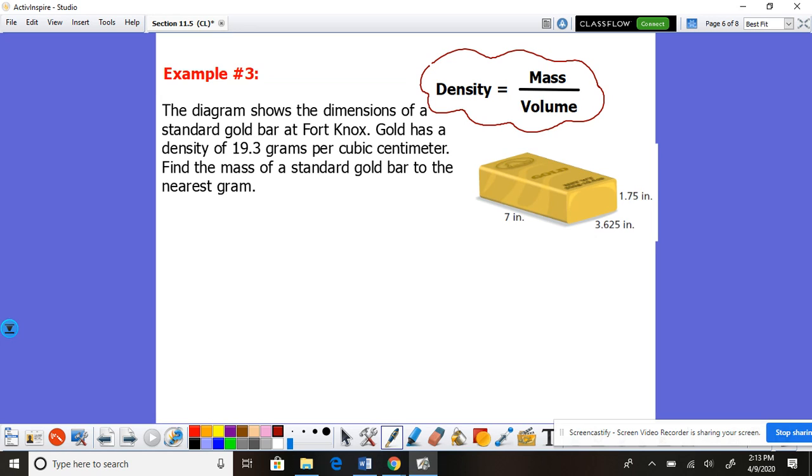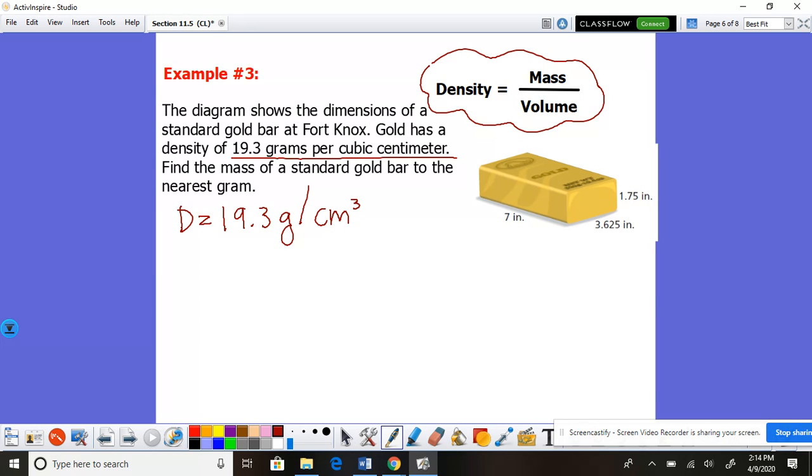Pretty important. All right, so it says the diagram shows the dimensions of a standard gold bar at Fort Knox. Any of you guys don't know what Fort Knox is, you should research it. It's pretty intriguing. Gold has a density of 19.3 grams per cubic centimeters. So the density is 19.3 grams per centimeters cubed. Find the mass of the standard gold bar to the nearest gram.